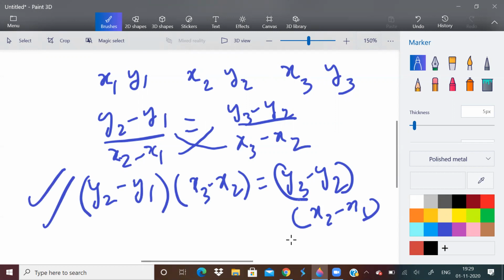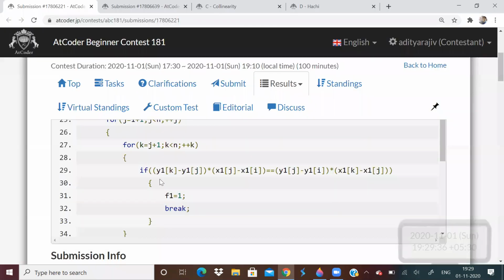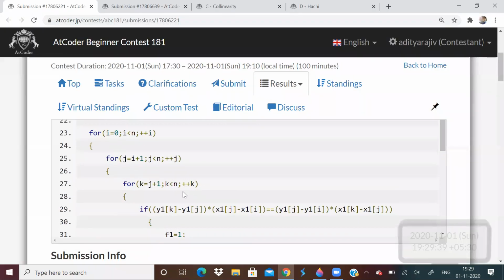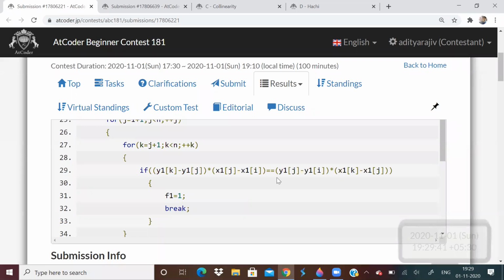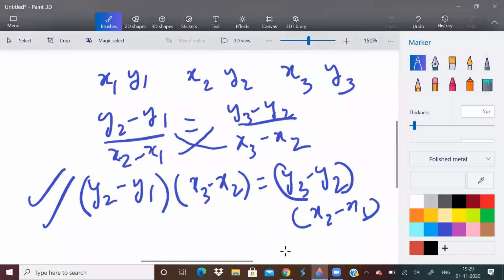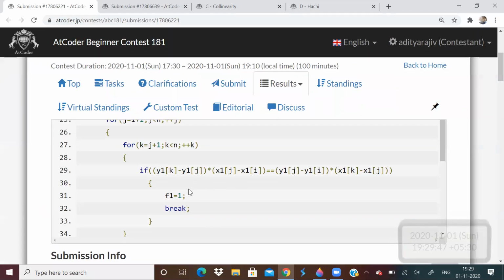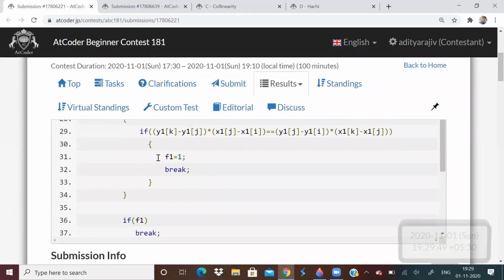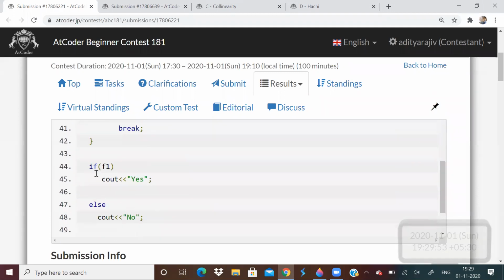You have to simply do brute force, okay? Brute force like this, I, J, K. Then just try to get this condition, whatever I've written here, and put it in terms of coding. And if this condition is satisfied, keep a flag variable and then break out if it is true. If flag is true, then print yes, otherwise print no.